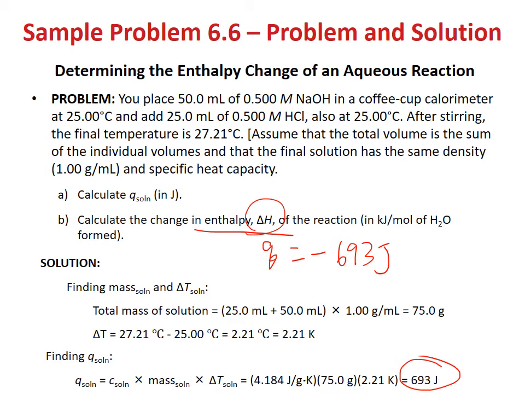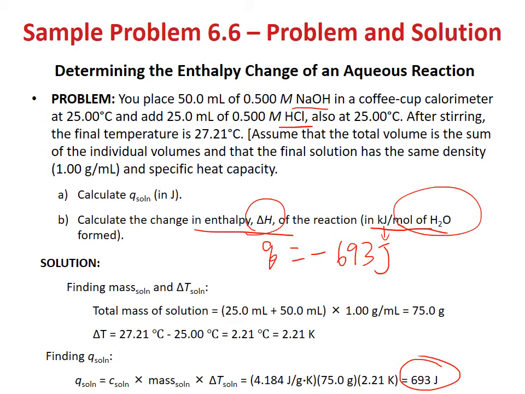Now you notice that the unit is kilojoule per mole of water, and therefore you need to convert to kilojoule, but you also need to divide by the number of moles of water formed during the reaction. Because it's an acid-base reaction, it forms water. So whenever it forms 1 mole of water, how much heat is released? That's what is asked for.